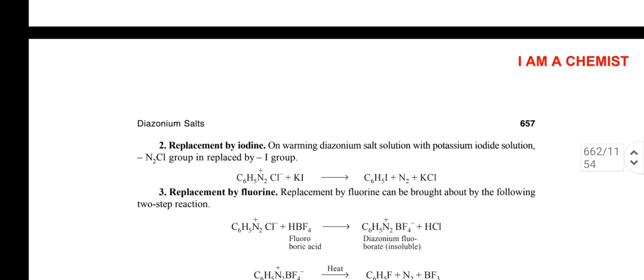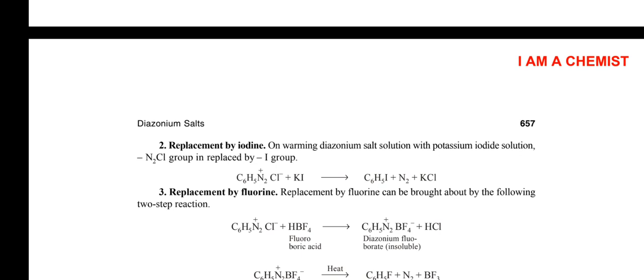Number 2. Replacement by iodine ion. On warming the diazonium salt solution with potassium iodide solution, the N2Cl group is replaced by the I group. C6H5N2+Cl-, benzene diazonium chloride, plus potassium iodide changes into iodobenzene plus N2 plus KCl.